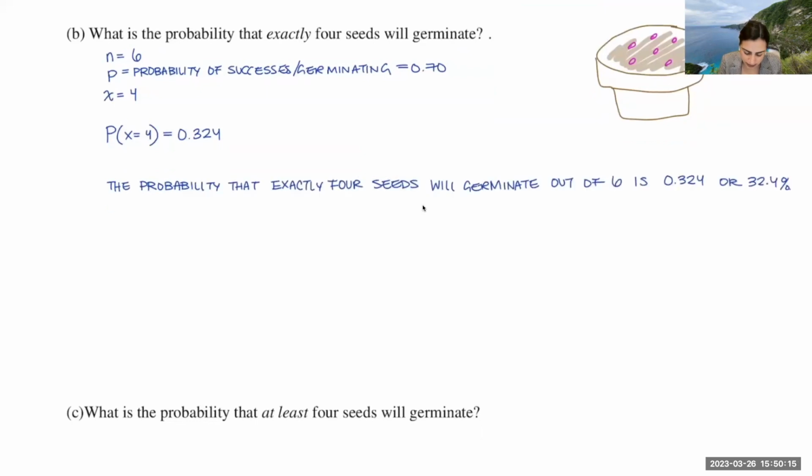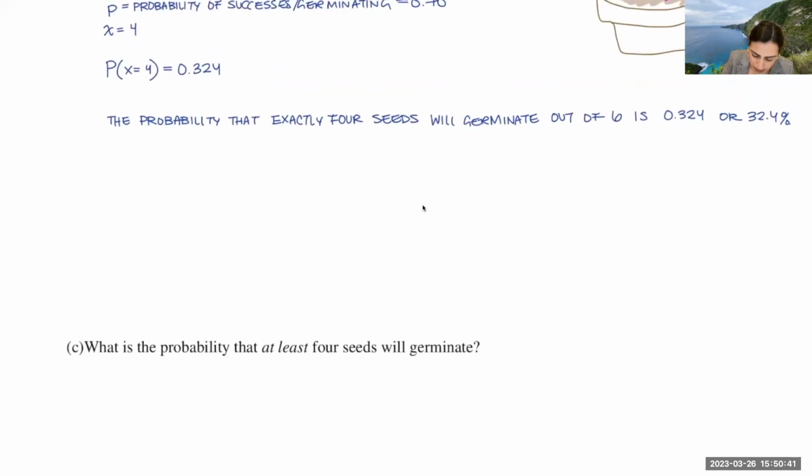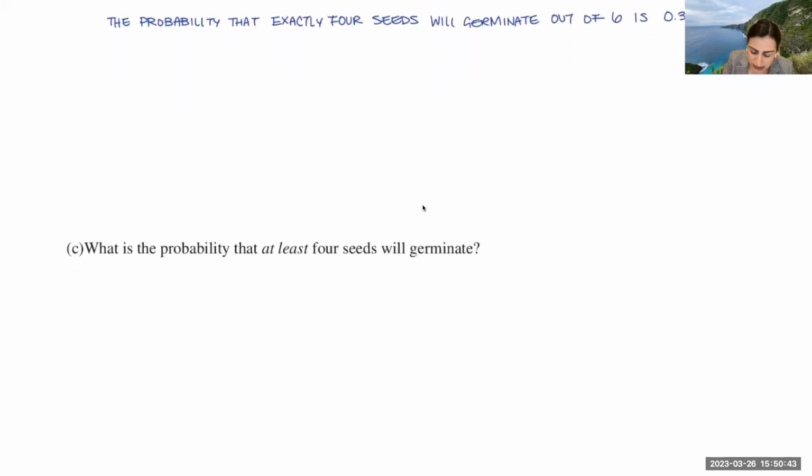Okay, so let's make things a little bit more interesting. Let's add a little bit of different wording in there. Part C is asking us, what is the probability that at least 4 seeds would germinate? So what does that word at least mean? It means that the minimum is 4, that we want 4 or more. I want to make sure you understand that when you see at least, it's not less, it's that value or more.